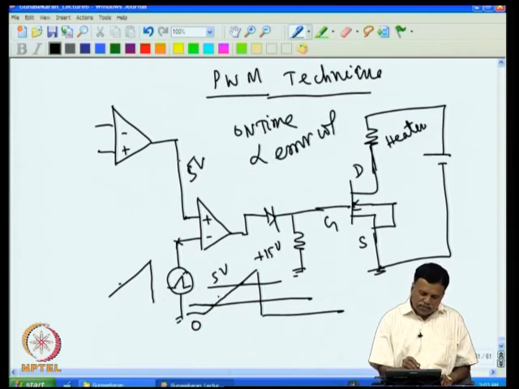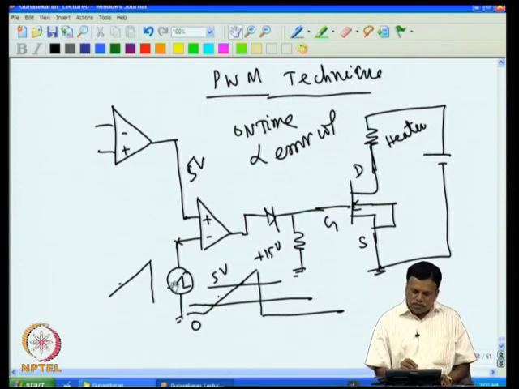So the error voltage is given at this point and the fixed sawtooth is given. That way the heater is either on or off. It is on proportional to this voltage, and the remaining time it is off. That remaining time actually depends on the sawtooth period. Now how to generate this sawtooth wave, that is to be seen.